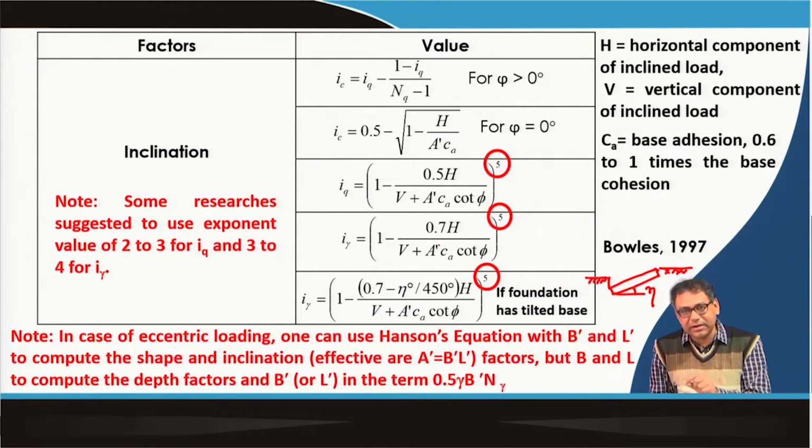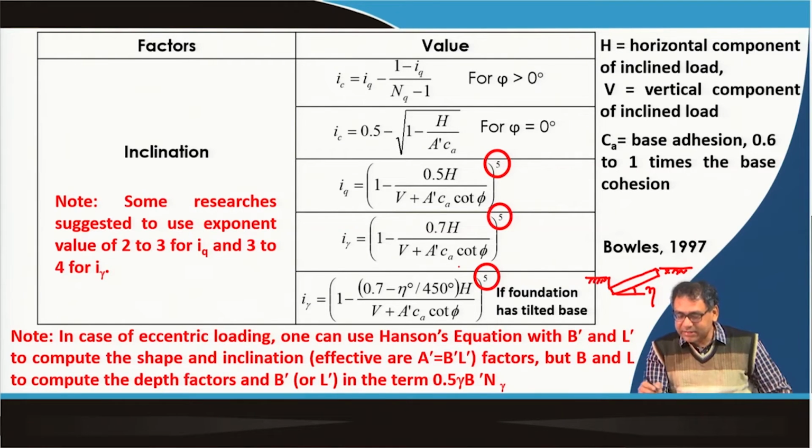But if there is eccentricity, then you have to calculate the A dash, L dash, B dash, and then we have to calculate the A dash. A dash will obviously be equal to B dash into L dash. Okay. So, that A dash we have to use. And there is Ca. If there is cohesion in the soil, then Ca is basically the adhesion.